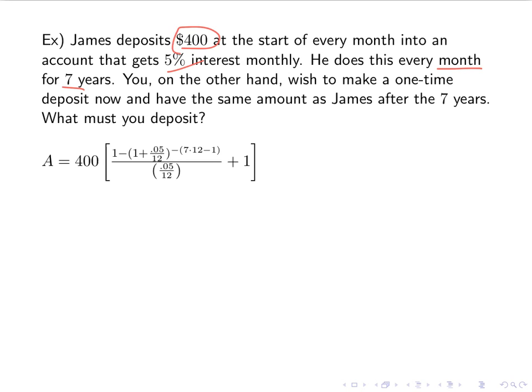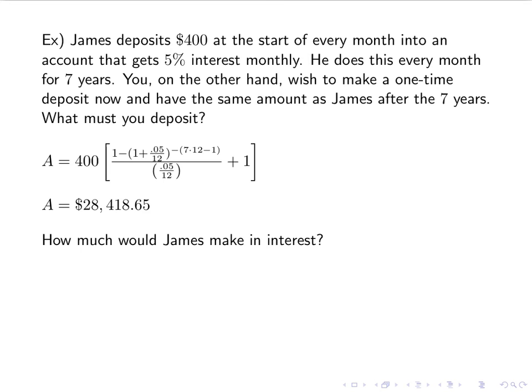So you've got to plug that all into that lovely equation. Again, be really careful about plugging it in, and you should be getting $28,418.65. And again, what that means is that James deposits $400 at the start of every month for 7 years. You deposit $28,418.65 once. After those 7 years, you and James both have the same amount in your account, assuming, of course, you didn't add anything else in or take anything else out. Okay.